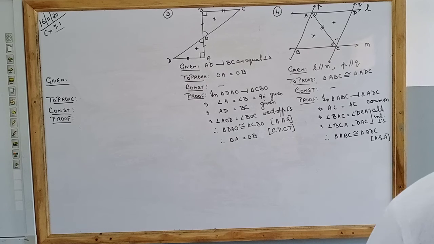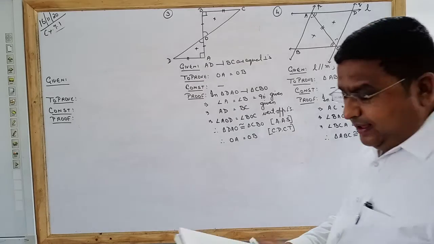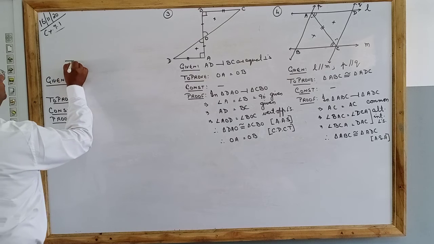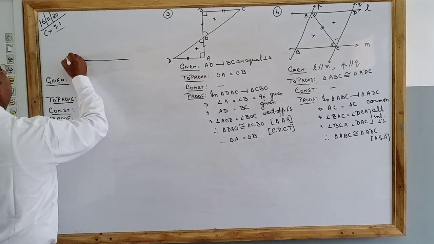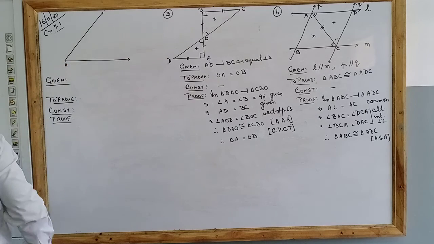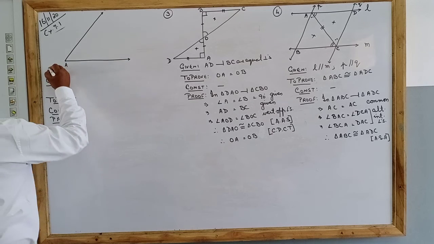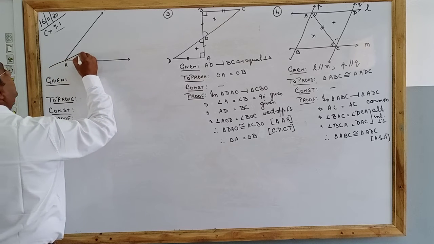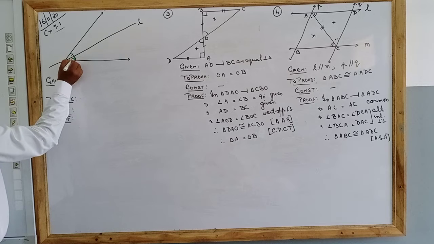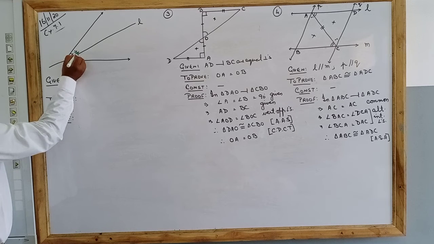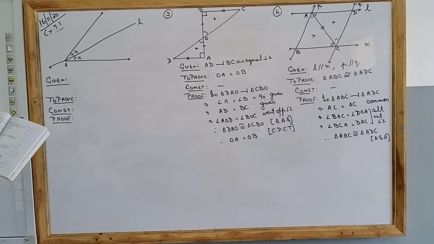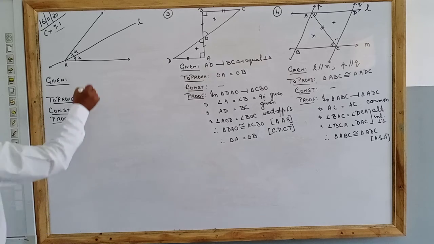He says, line L is the bisector of angle A. This is angle A, right? And there is a line L that is bisecting this angle. So this is line L. It is bisecting this angle. That means this angle is equal to this angle. Let me call it X. Right? Then he says, and B is any point on L.